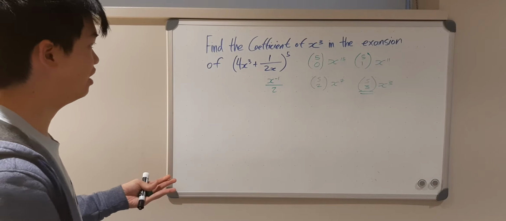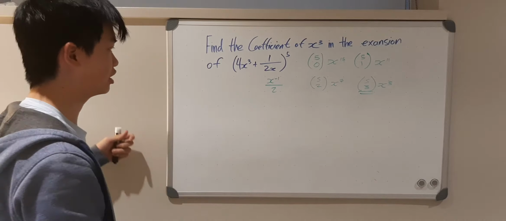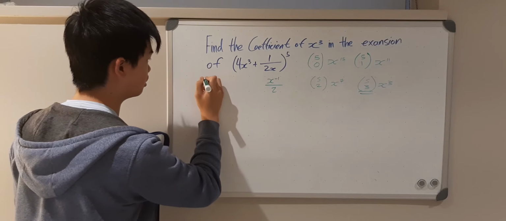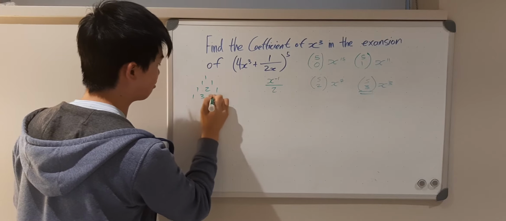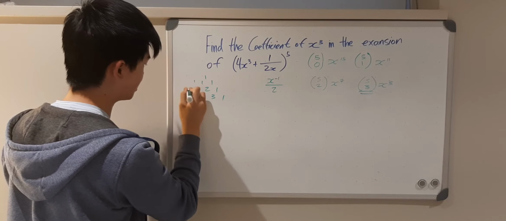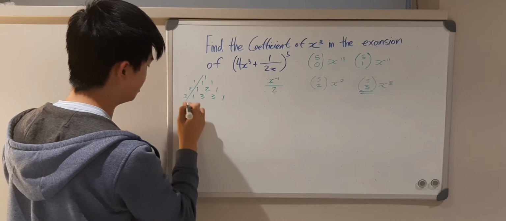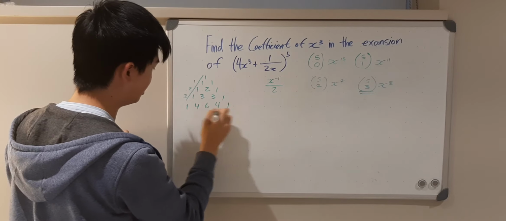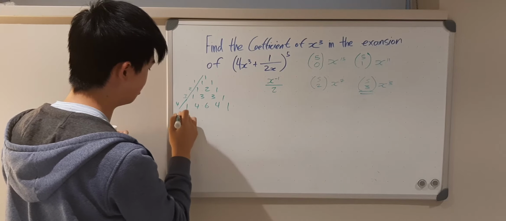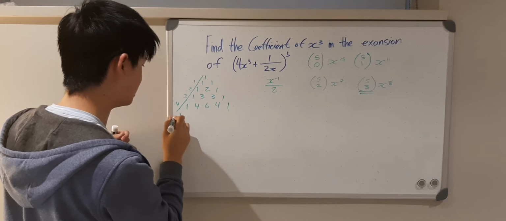So let's apply that. I don't have a calculator, so let's just use Pascal's triangle. So 1, 1, 1, 1, 2, 1, 1, 3, 3, 1. So this is the first row, second row, third row. 1, 4, 6, 4, 1. That's the fourth row. Just one more to go. So this is the fifth row.